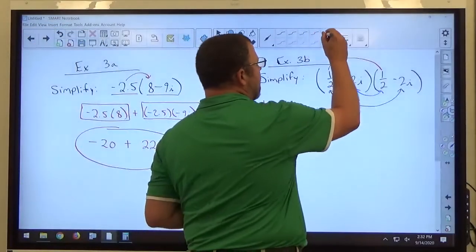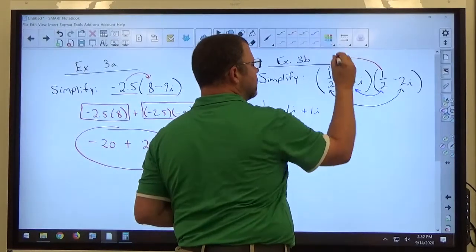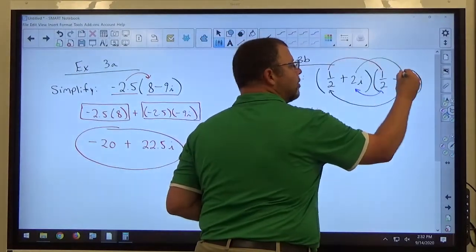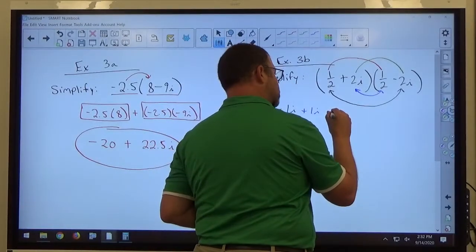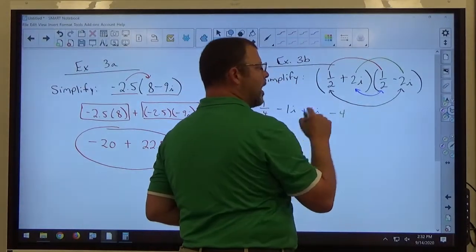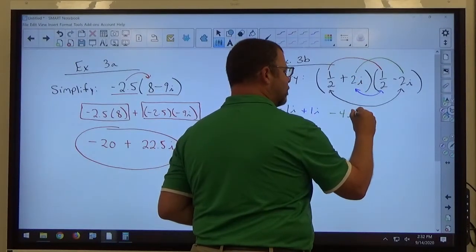Then I'm going to do last times last. I've got positive 2i times negative 2i. What's 2 times negative 2? Negative 4. And then i times i makes i squared.